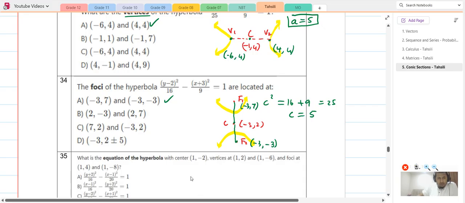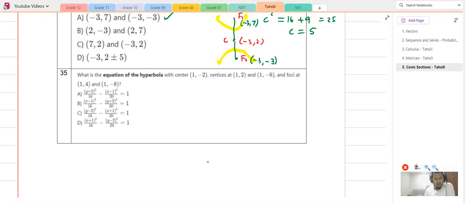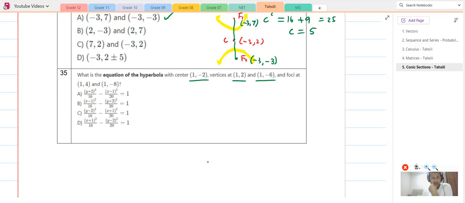One focus, many foci. What is the equation of the hyperbola with center 1 and -2, vertices 1, 2 and 1, -6, and foci at 1, 4 and 1, -8? Remember, we're only changing the y values here. You can see in the foci only the y values are changing, the x values are constant. So this is a vertical hyperbola.